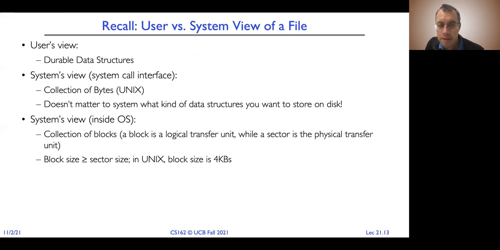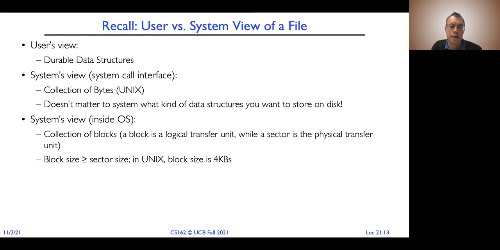So from the user perspective, I have some data structures which I want to store durably. That's what I want as a user. And that's what a file system should offer me. Now, from the system view, and I'm talking here about the call interface, the API, as the boundary between the operating system and the user space.